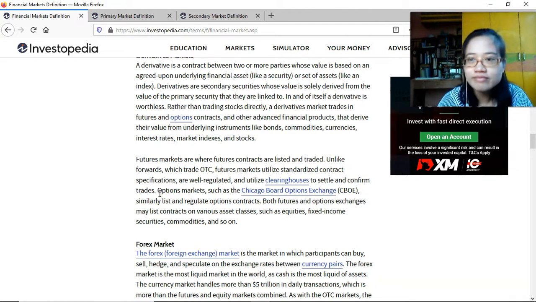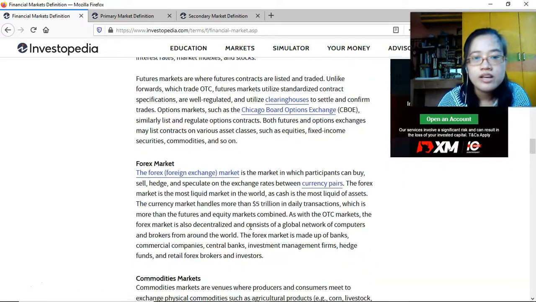Okay, but if there is a contract, then it should be honored. Suffer the losses or enjoy the gains, right? Options markets such as the Chicago Board Options Exchange similarly list and regulate options contracts. Both futures and options exchanges may list contracts in various asset classes such as equities, fixed income securities, commodities, and so on.